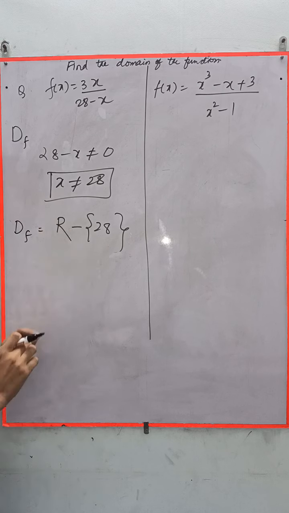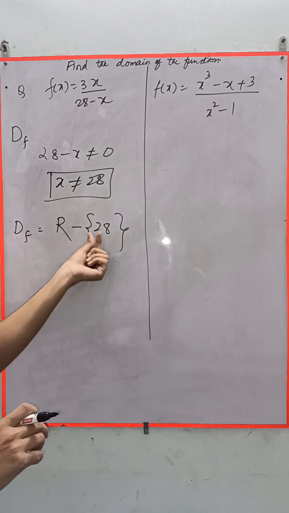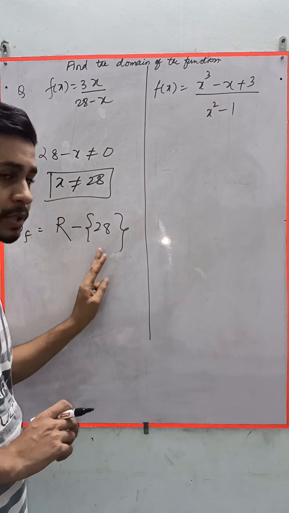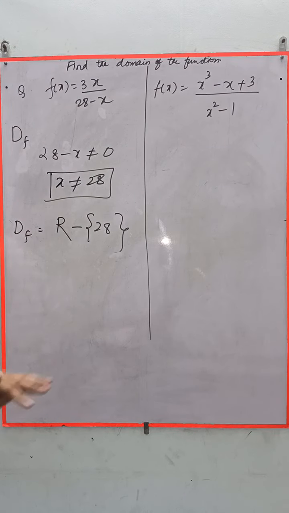So this is how we express it. This is minus, and we write 28 in curly brackets to show the whole real numbers except 28. So this is the final answer of this question.